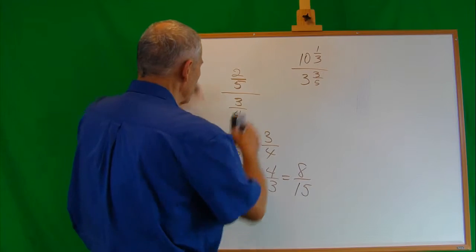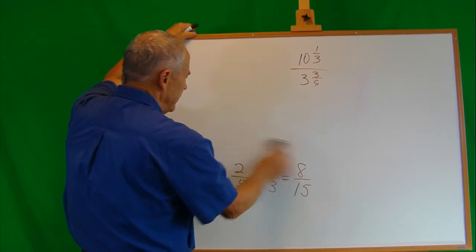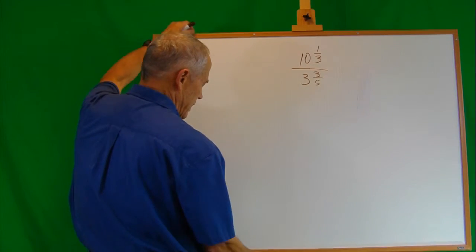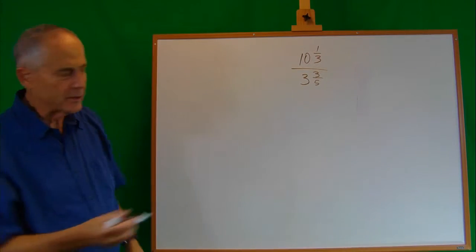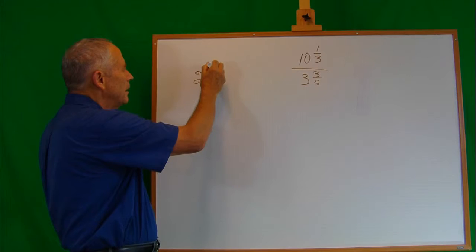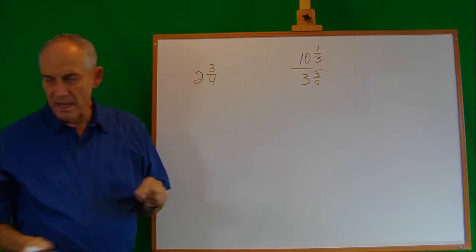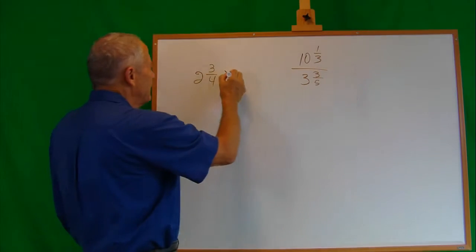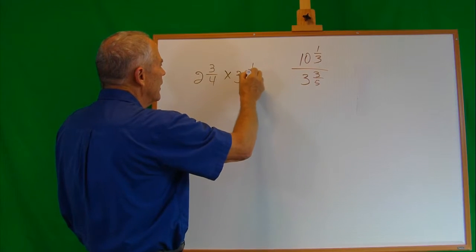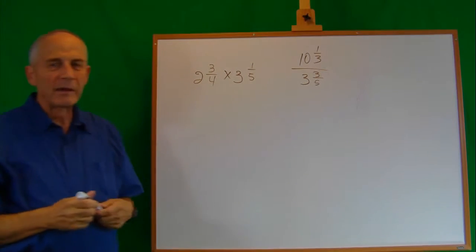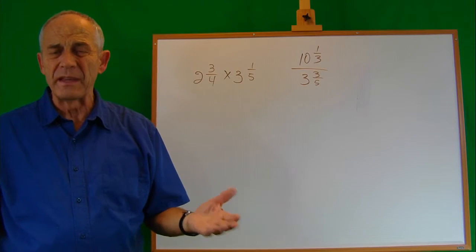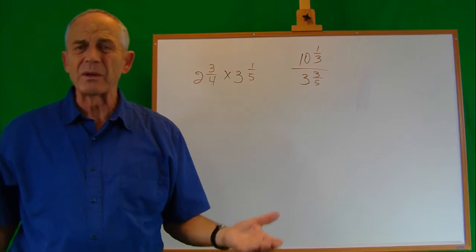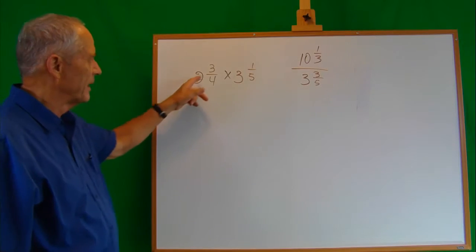If I have a problem like this, and we'll leave that one up there because we're going to talk about it in a minute, but if I have something like this, 2 3/4 times 3 1/5, there's several things you can do with this, but let's see if we can find the thing that's the easiest. We might as well learn how to do math the easy way.